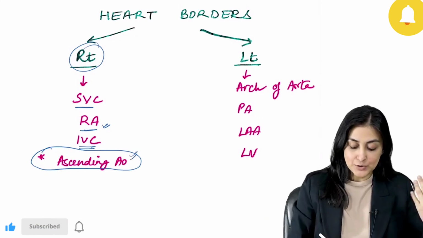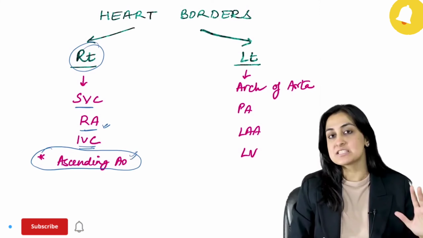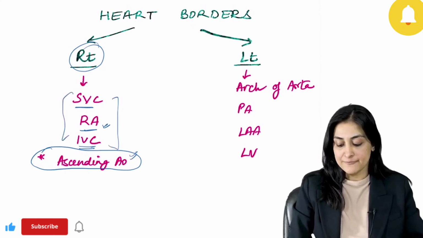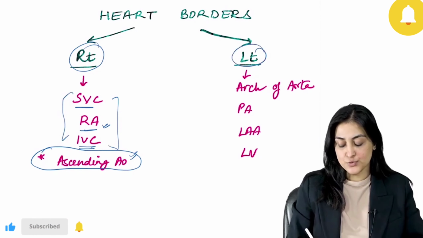So remember, ascending aorta can contribute to the right heart border in certain cases, but these are the main structures which will always form the right heart border. When we talk about left heart border, we have these 4 structures.